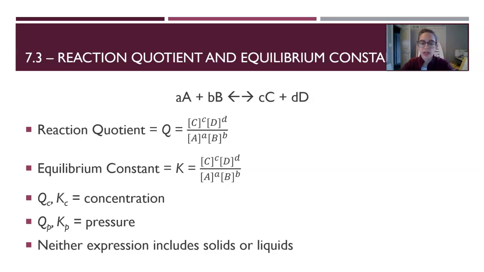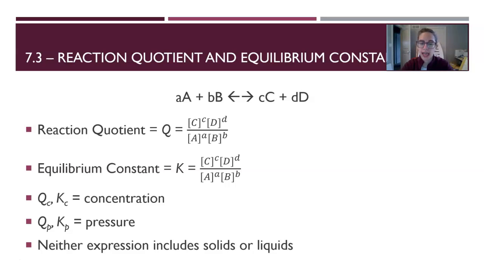So we have our generic equilibrium reaction: aA + bB produces cC + dD. Little a, b, c, and d are the coefficients. The capital letters represent the formulas for the compounds.